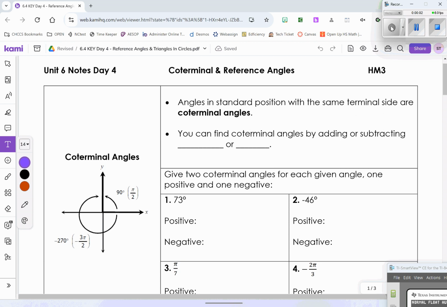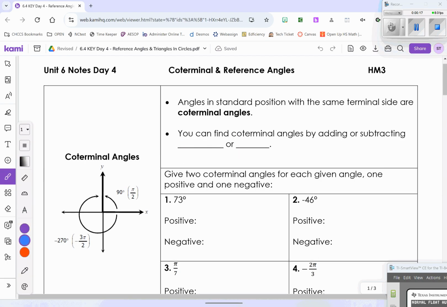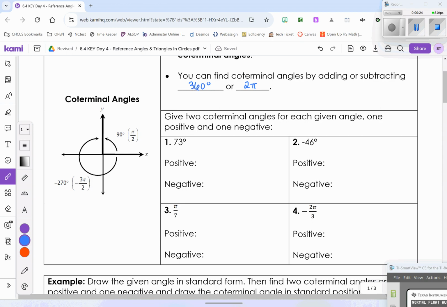Today we're going to look at coterminal and reference angles. Angles in standard position with the same terminal side are coterminal angles. You can find a coterminal angle by adding or subtracting 360 degrees if it's in degrees, or 2 pi radians.